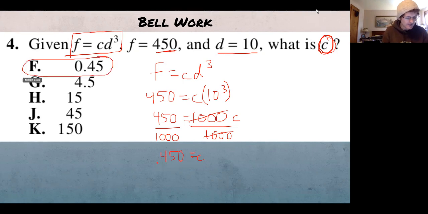Now, a lot of you answered D or J, which is not correct, but I can tell what you did. Maybe you didn't look at it closely enough and you just assumed that you could take F and divide it by D, and maybe you didn't catch that it was cubed. If that cubed hadn't been there, that would have been the right answer. But if you just did 450 divided by 10, you'd get 45. But that's not correct because it's actually 450 divided by 1,000.